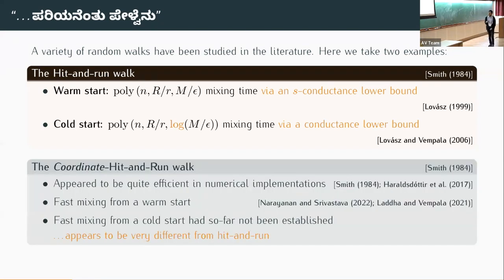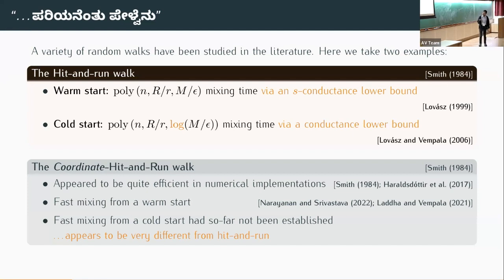For the coordinate hit and run, as I said, it appears to be quite efficient in numerical implementations. Already in 1984, Smith, in a paper which is not about sampling from convex bodies, just from sampling from arbitrary things, was already saying that this is easier to implement, more efficient, because finding out the length of the chord is easier, because usually the body will be specified by some constraints, and the constraints are in terms of some coordinates, so it's easier to check just by, while you're varying one coordinate, how far you can go in each direction.